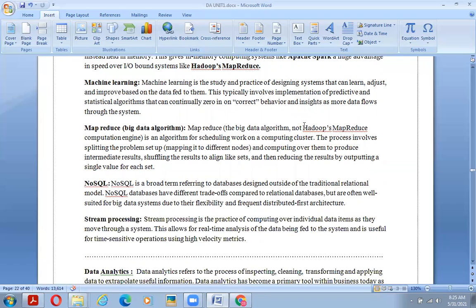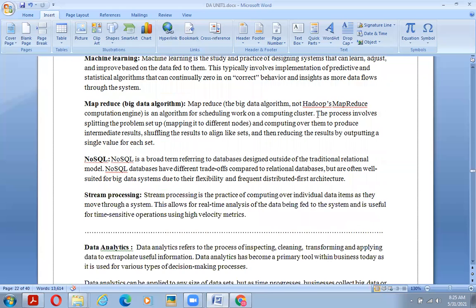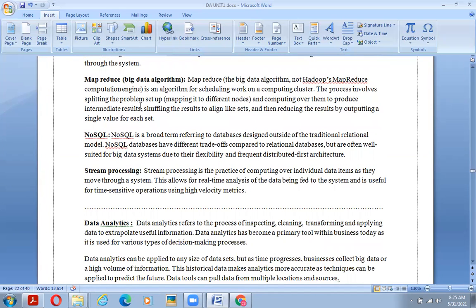Now, what is the MapReduce algorithm? MapReduce is the big data algorithm, not Hadoop. MapReduce computation is an algorithm that works on the computing cluster. The process involves splitting the problem set, mapping it onto the different nodes, and computing over that to produce intermediate results, and then reducing the results by outputting a single value for each set.